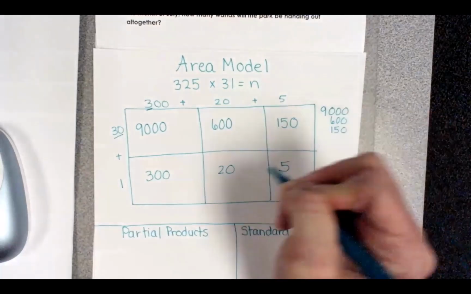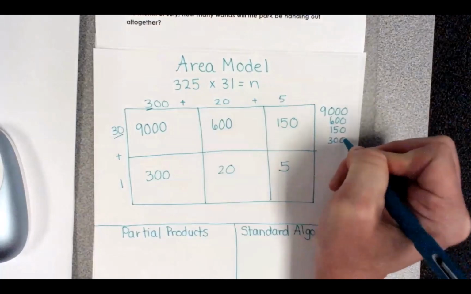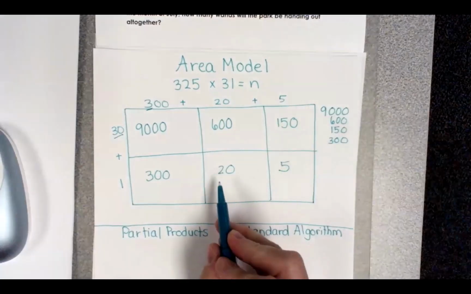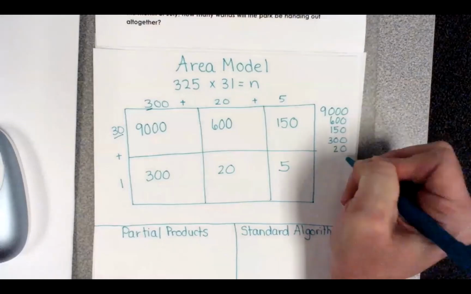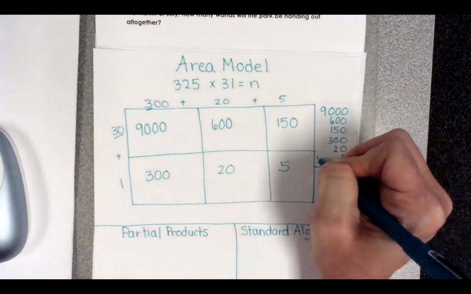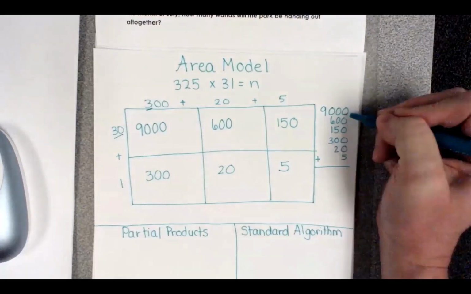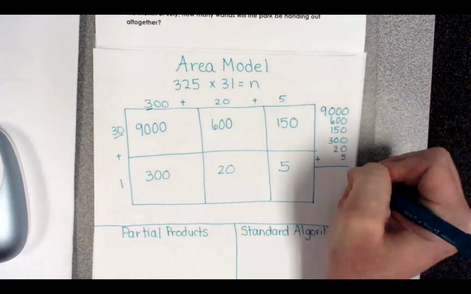150, and then I have my 300. And then I have my 20 and my 5. Again, my 20 needs to start in the tens place, and my 5 is in the ones place. So a lot of numbers to add here. See all those zeros on a 5.